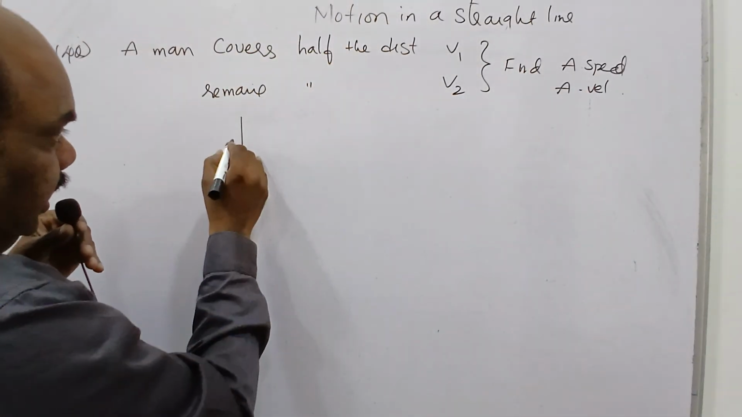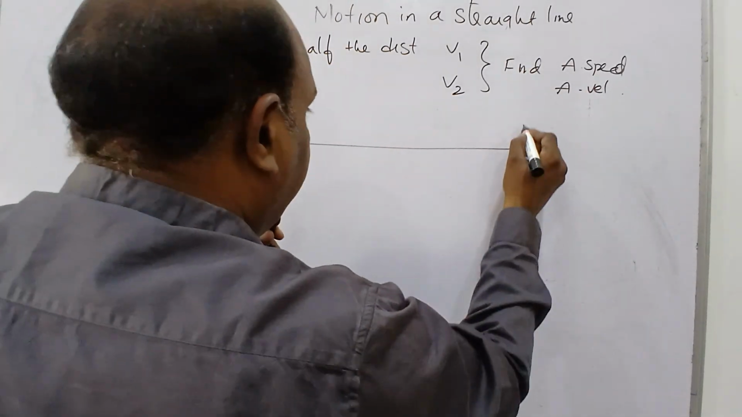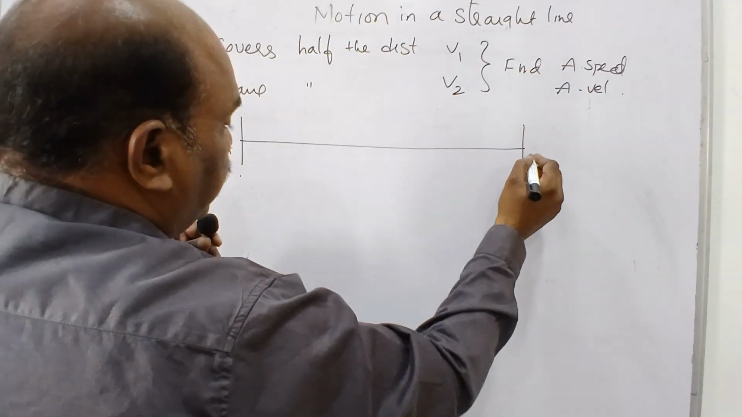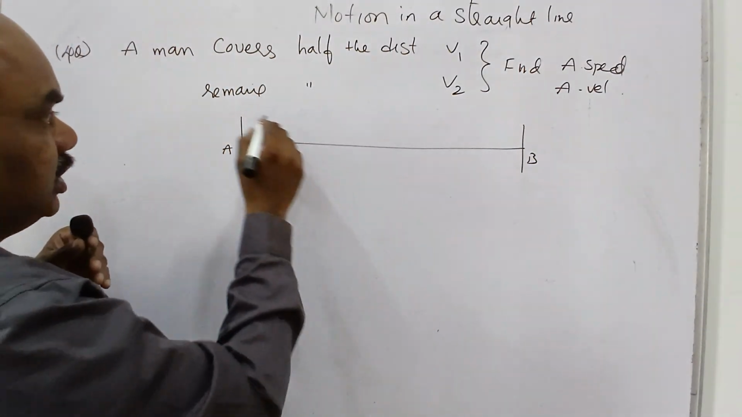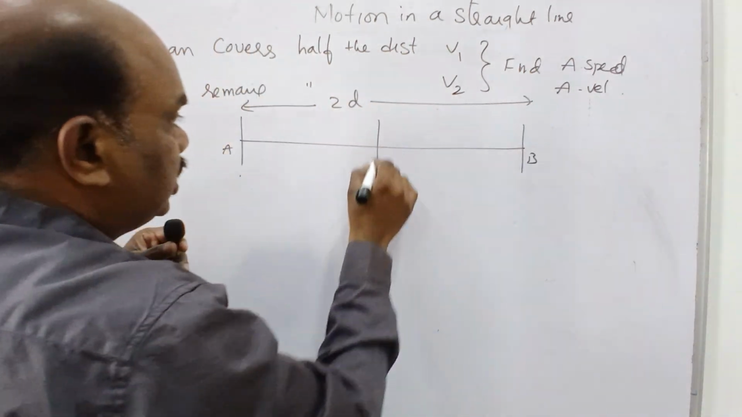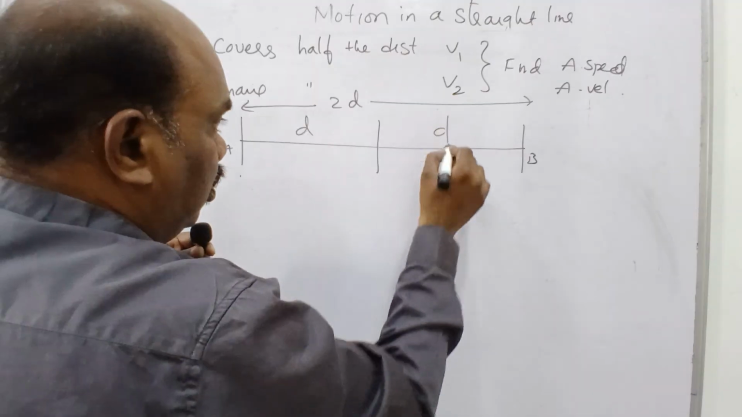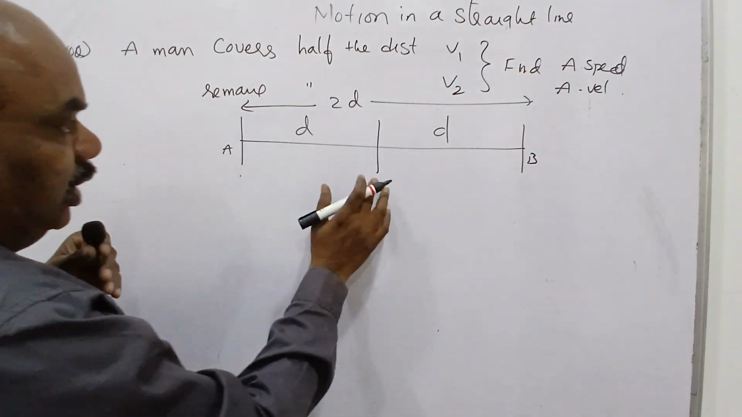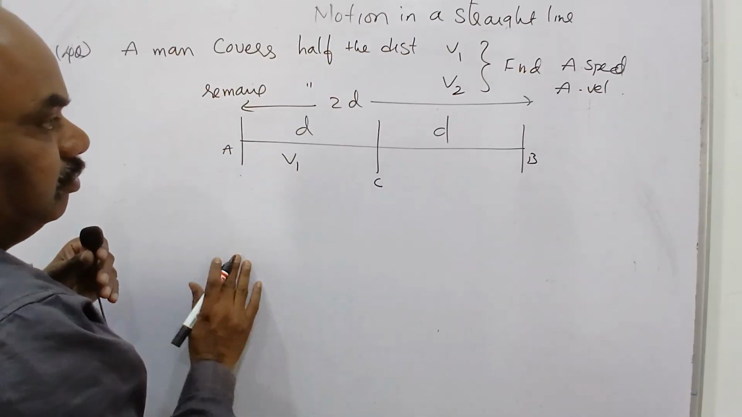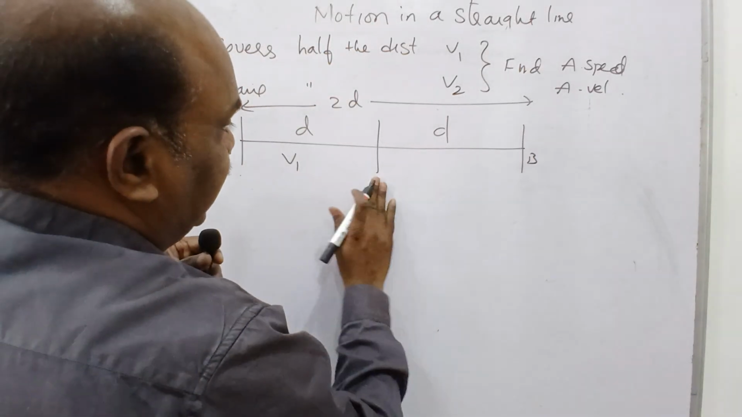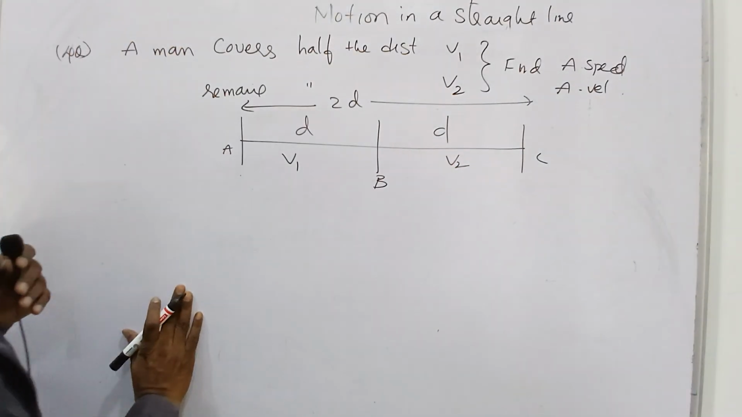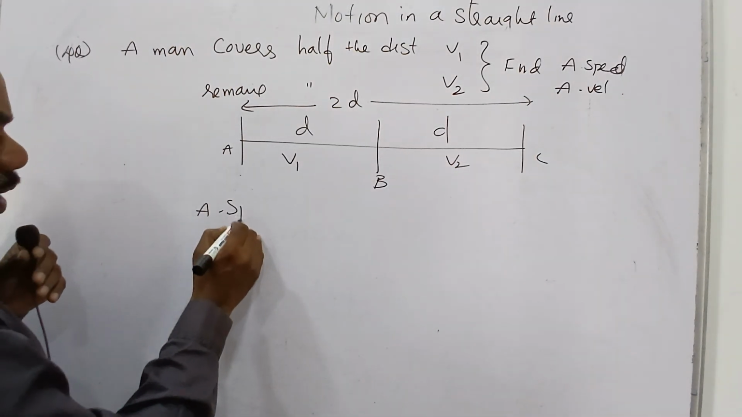See here, beta, let us consider a man started from A, went to B. This is the initial point, this is the final point. Half of the distance, let the total distance be 2d. Half of the distance means this would be d, this is also d. From A, let this point be C. A to C, the speed of the man is v1. C to B, the speed is v2.